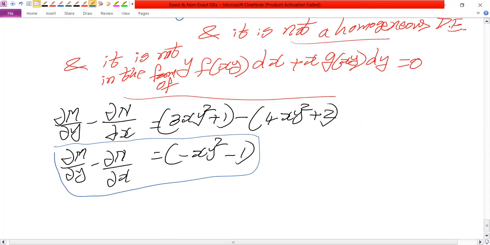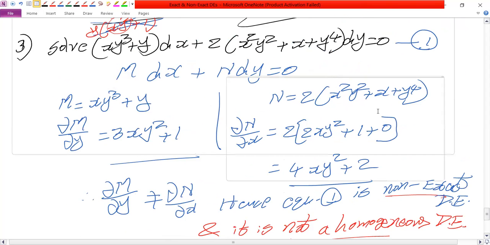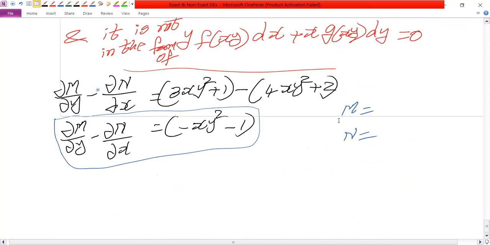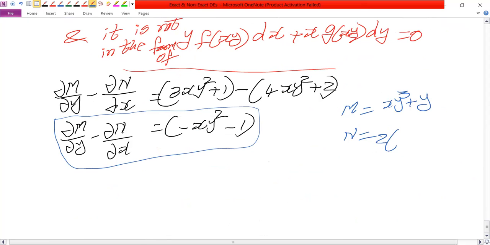Now I am going to write the m and n values. What is m and what is n from the given problem? m is equal to xy cube plus y, and n is equal to 2 into x square y square plus x plus y power 4.